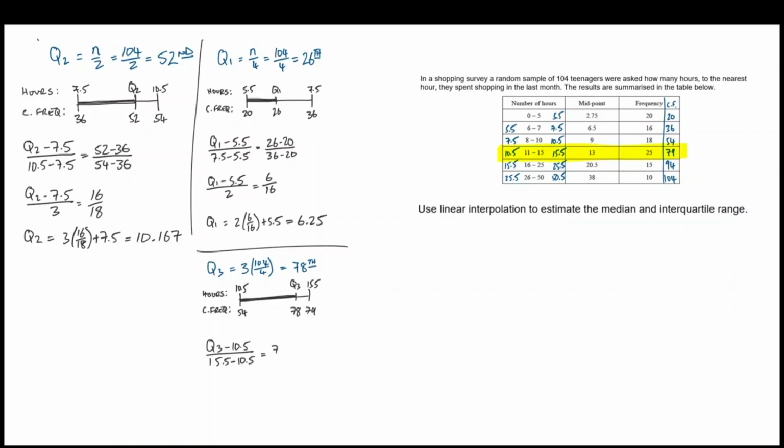The shaded part of this interval divided by the entire length, using the hours, using the cumulative frequency, rearrange, and solve. So Q1 equals 6.25, Q3 equals 15.3. The interquartile range is what we were asked for. This is going to be the difference between these two quartiles, 15.3 minus 6.25. And that gets us 9.05 as our interquartile range.